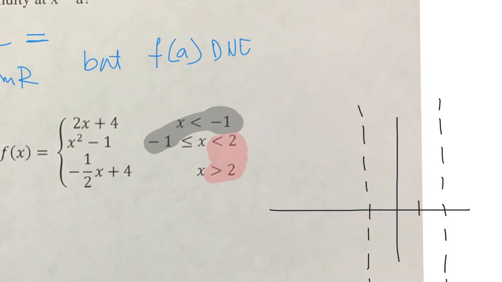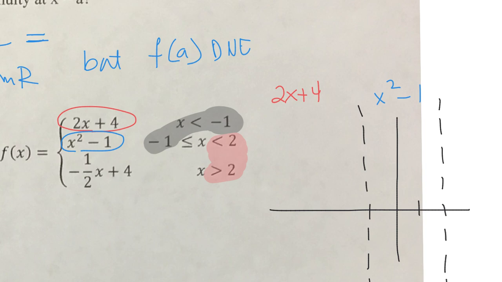It's kind of important to know that on the left side of -1, we are graphing this. So we have 2x plus 4 on the left side. In the middle, we have x squared minus 1.